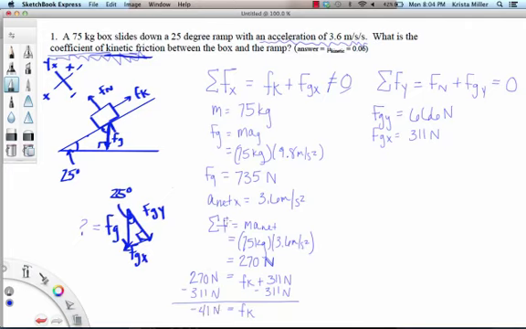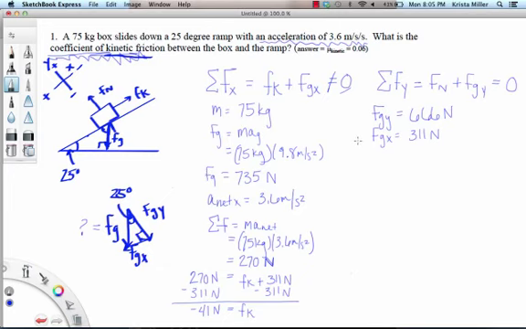So check your math real quick and think about this. If you have negative 41 plus 311, what do you get? 270. So we're good to go. So that gives us our force of kinetic friction. And that's good. It's negative, so that means it's opposing the motion.